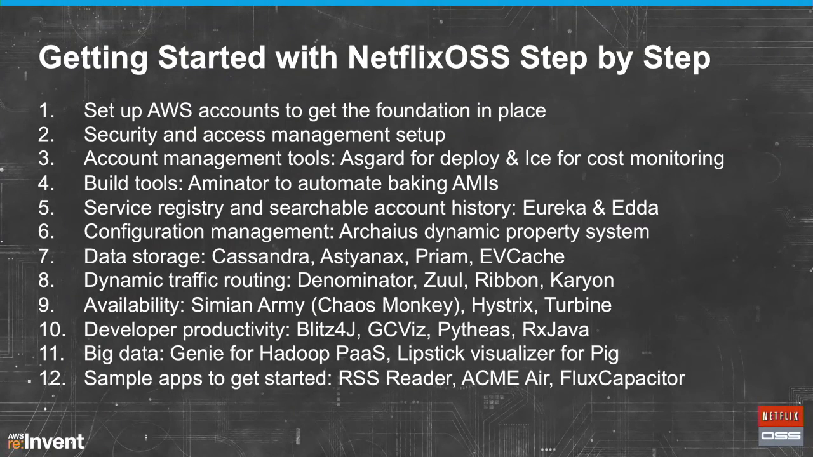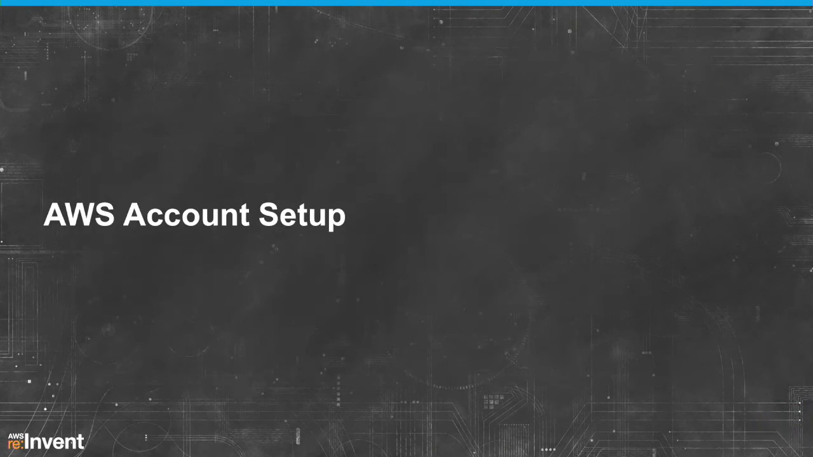The RSS reader that we built, it's on our site. Acme Air that was built by IBM. And Flux Capacitor built by Chris Fregly. And we'll tell you how to find those, and they all cover slightly different things. So that's the step-by-step. I'm going to go through and show you what those actually look like.